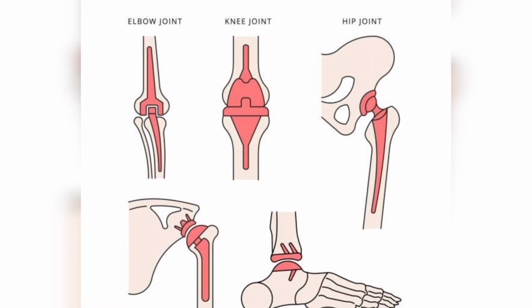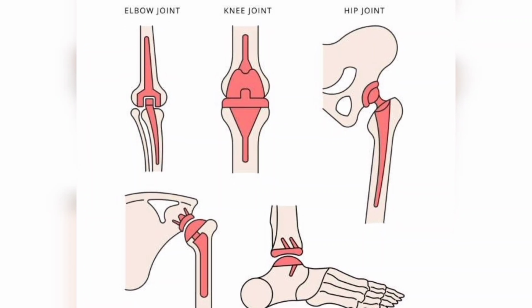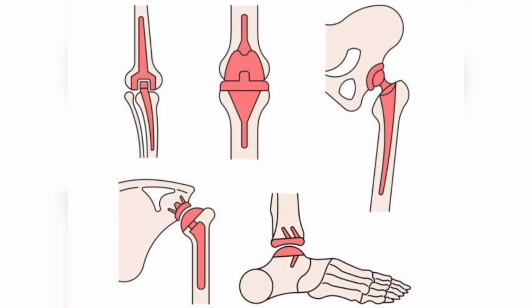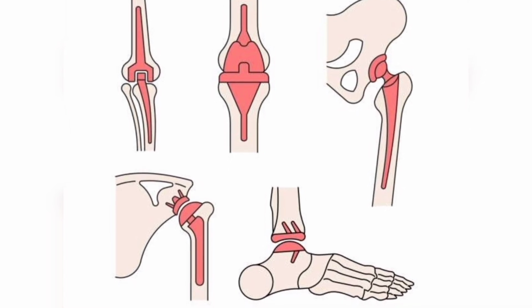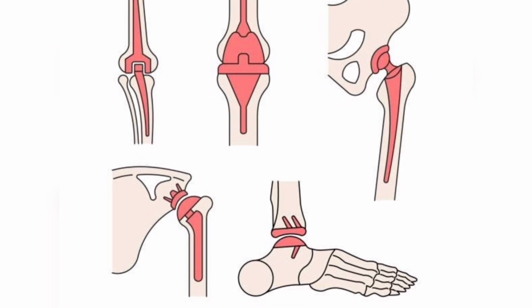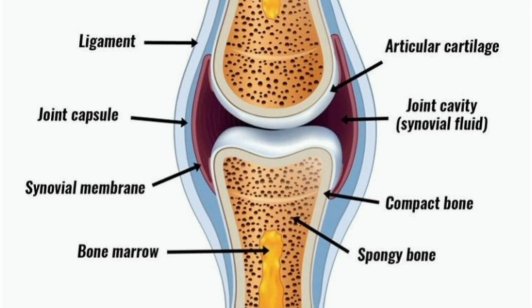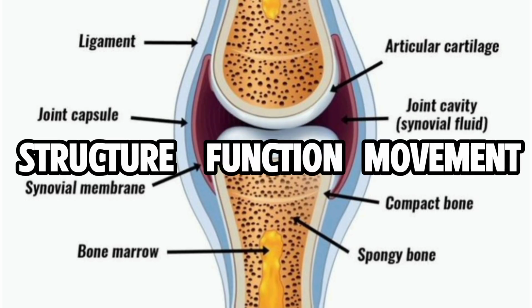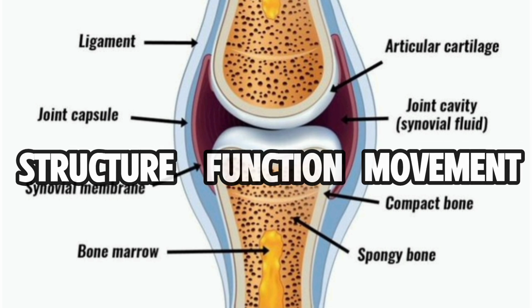Joints are the structural connections between two or more bones in the body, facilitating movement and providing mechanical support. They play a vital role in human locomotion and stability. Joints can be classified based on their structure, function, and movement capabilities. This video explores major classifications of joints in detail.